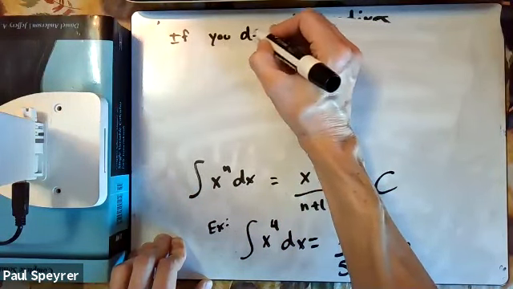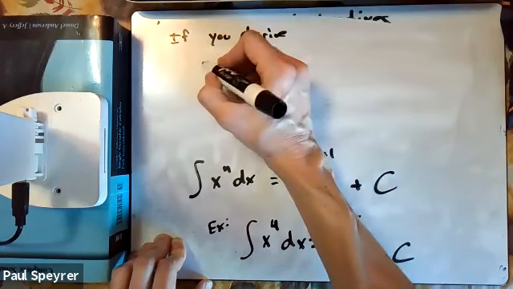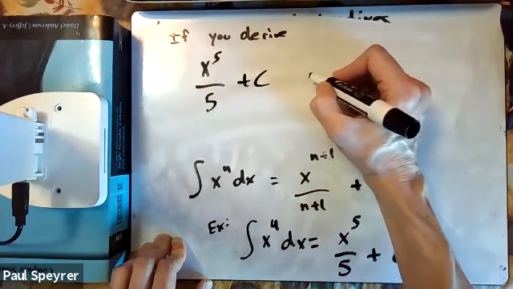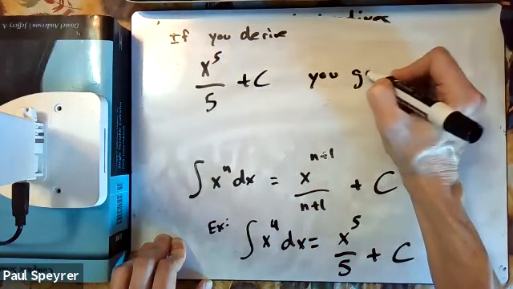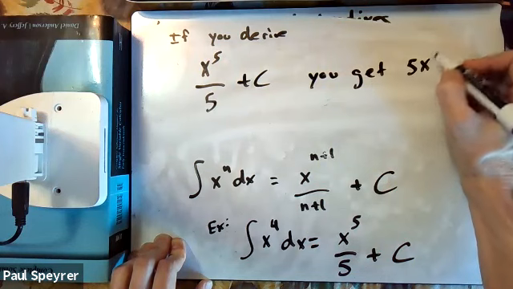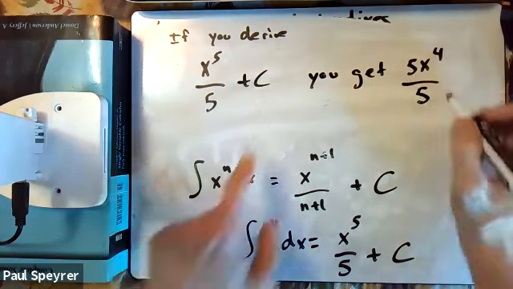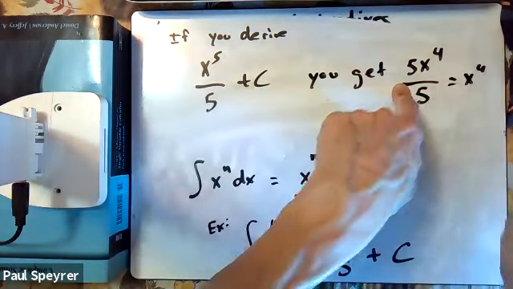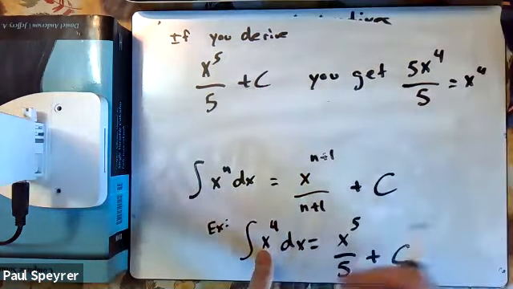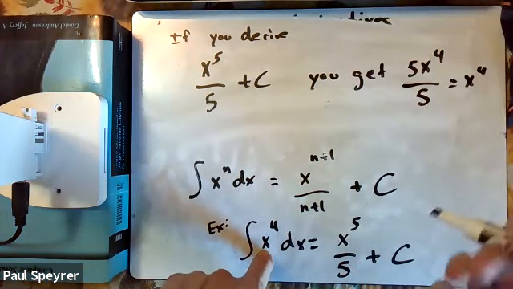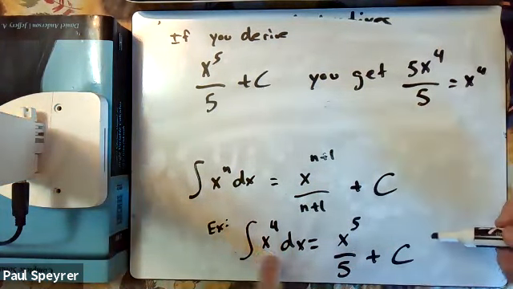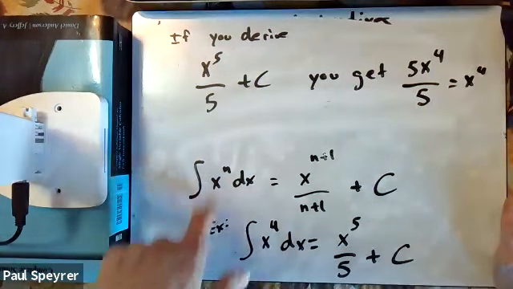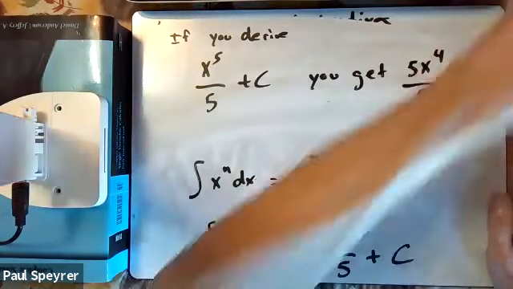if you derive x to the fifth over 5 plus c, you get 5x to the fourth over 5, right? And remember, c is a constant. Derivative of any constant, 0. And this is just equal to x to the fourth when we reduce it. So you see, we get back to our answer, or I'm sorry, our initial integral. That trick of you checking only works when you don't have limits to integrate with, right?